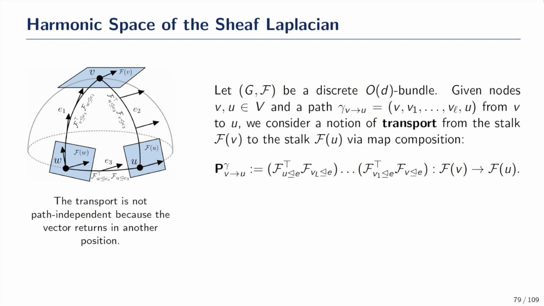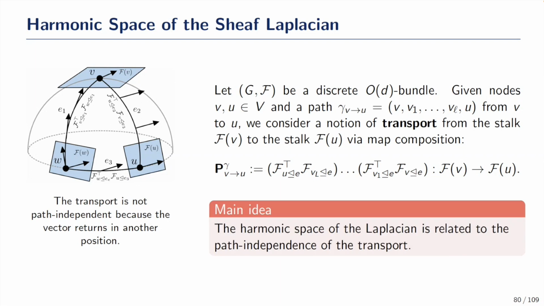That's all we're doing. So far, we only transported one hop away, but we can go multiple hops away. And that's very easy to do. You just compose these matrices along all the edges between those nodes, picking some path. The main idea is that the harmonic space of the Laplacian, in this bundle case also called the connection Laplacian, is related to the path independence of this transport. So that determines if this kernel is 0 or not.